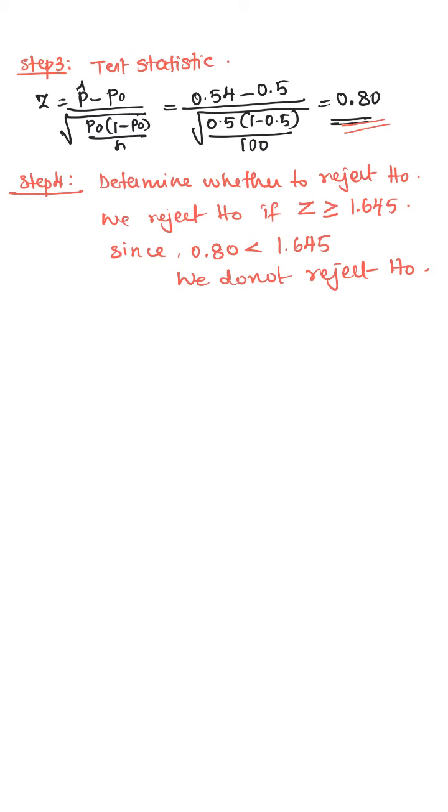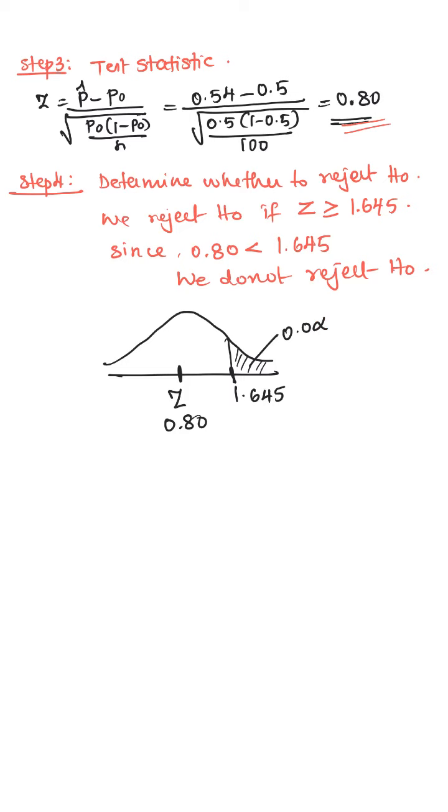So if you compare the diagram, this is z, this is the critical value 1.645. This is the critical region area. So 0.8 is not in the critical region, you can see that.